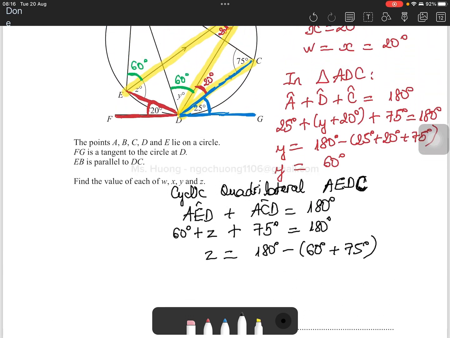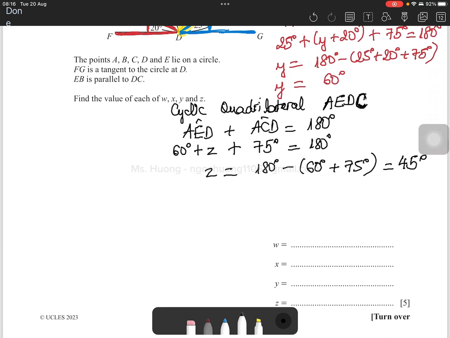So we can say that W and X are 20 degrees, Y is 60 degrees, and Z is 45 degrees. That's it for question 4.